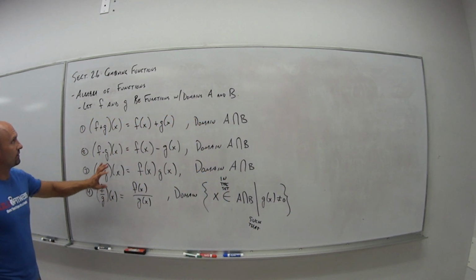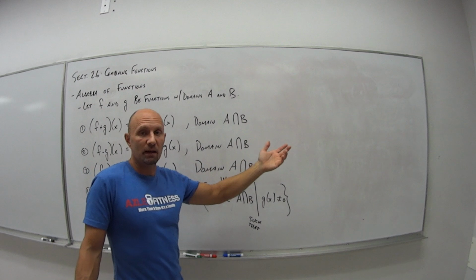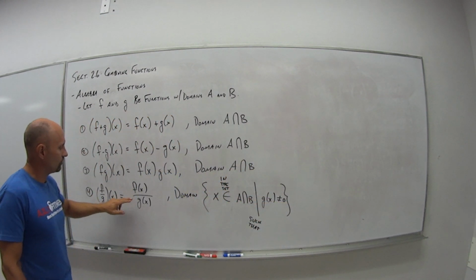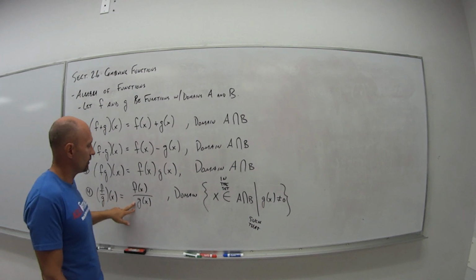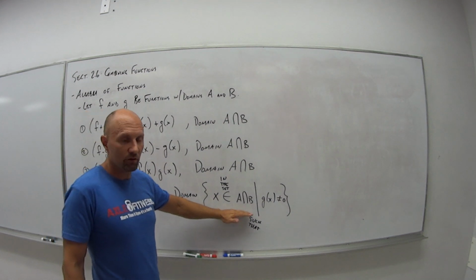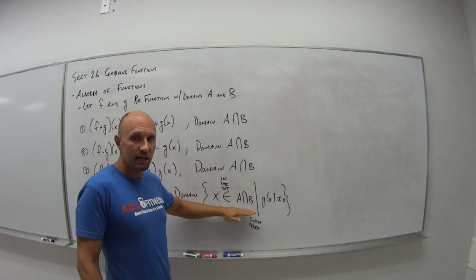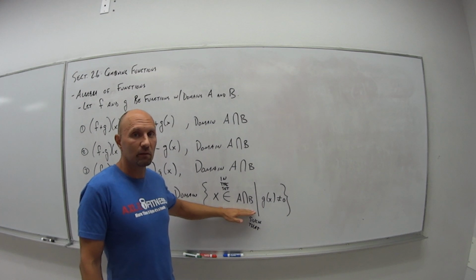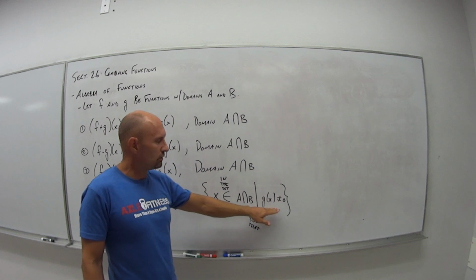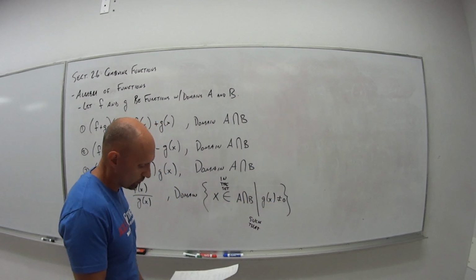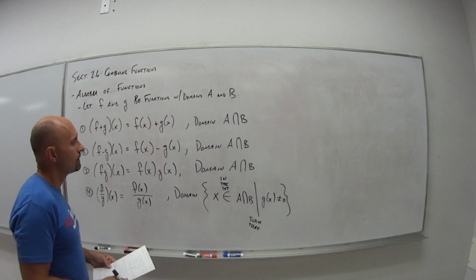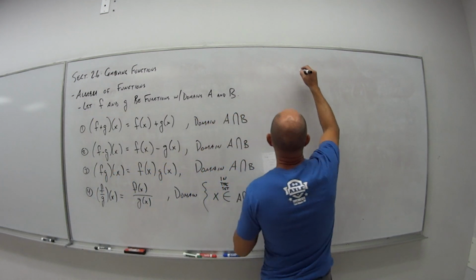So g of x by itself could have been 0 if we plugged in one of its values, but now it can't be 0 because that's in the denominator. So we need to be careful. So our domain, if we divide two functions, is the intersection of A and B, the same intersection of the domains, but it can't include any value that would make the function g equal to 0. So let's look at an example here.